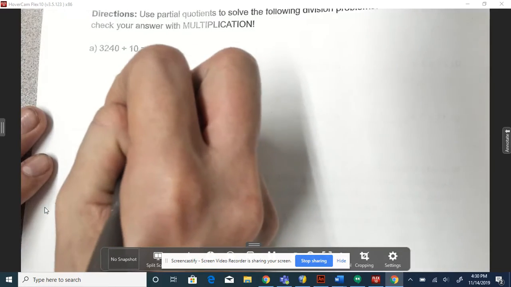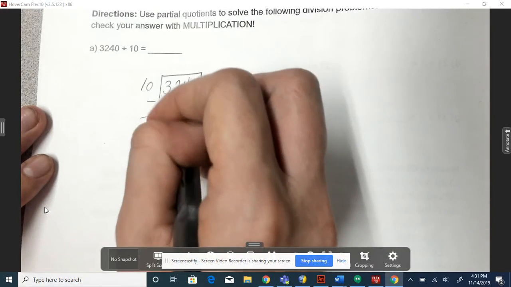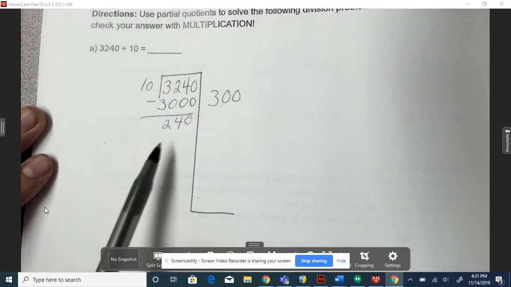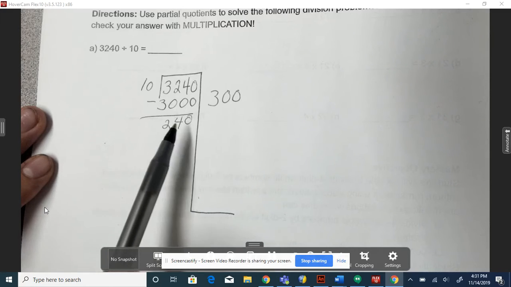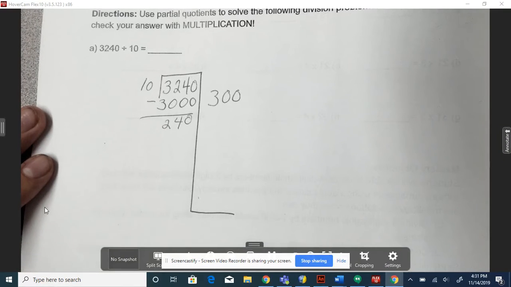I'm going to subtract. 0 minus 0 is 0. 4 minus 0 is 4. 2 minus 0 is 2. 3 minus 3 is 0. So now I have 240 left of this object, this item. Well, I'm putting 240 items into 10 equal groups. Well, I'm thinking how much can go into each group?